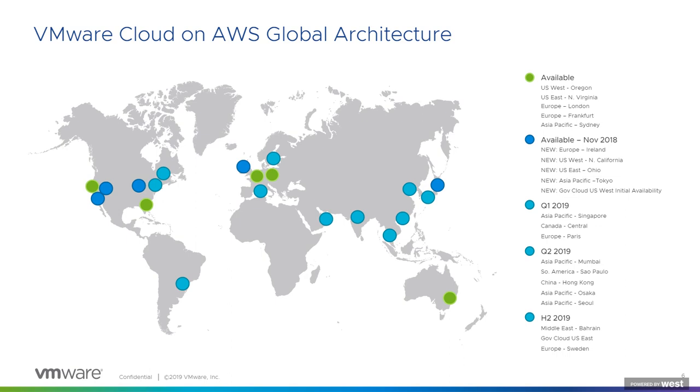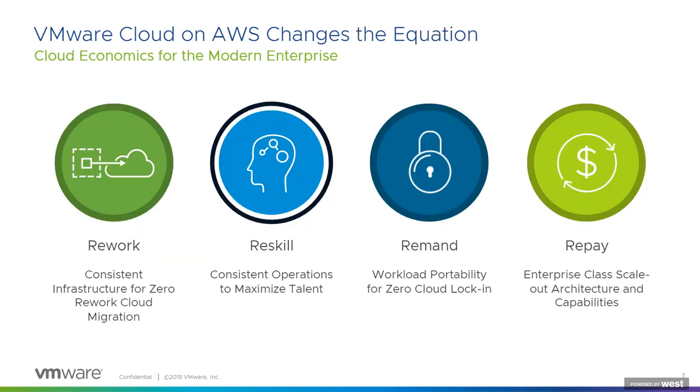Looking at the overall global architecture, by the end of this year, anywhere that there is an EC2 instance in AWS's network, there will be a VMware Cloud on AWS instance there, except for mainland China. So depending on what your data gravity requirements are or where you would like to run your applications, we are there to support you. But no discussion about cloud would be complete without talking about cloud economics.